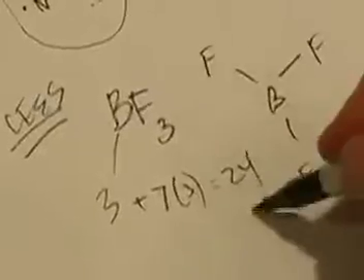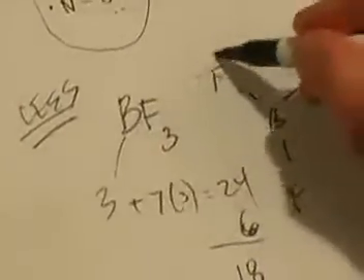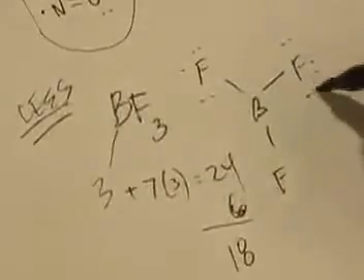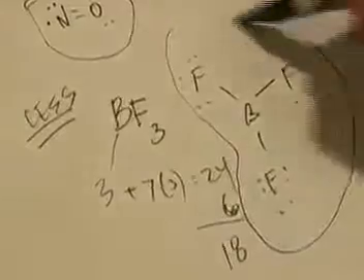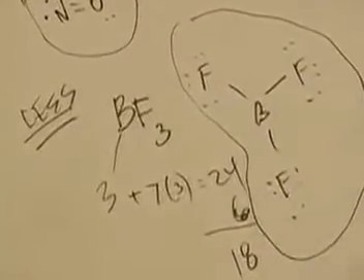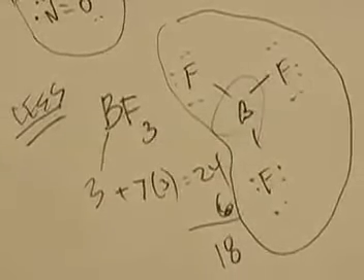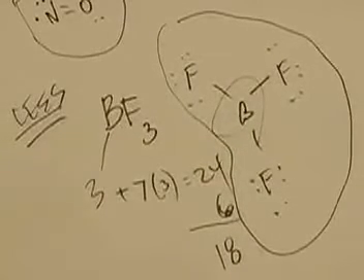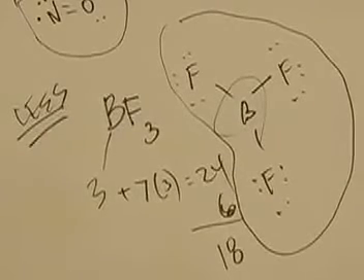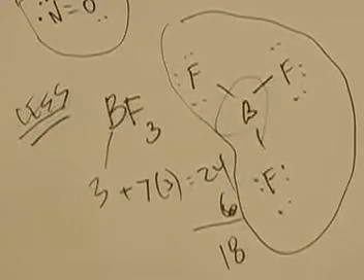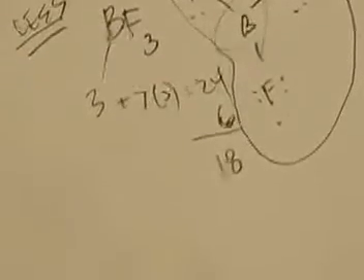This uses up 2, 4, 6 electrons. 24 minus 6 leaves me with 18. 2, 4, 6, 8, 10, 12, 14, 16, 18. Hey, there it is. 18 electrons. Boron trifluoride. Boron has less than an octet of electrons. And it turns out that's the way boron acts. It can have less than an octet of electrons. We'll look at it a little closer in chapter 9 as to why boron does that, because it has to do with where the electrons are in the s and p orbitals.